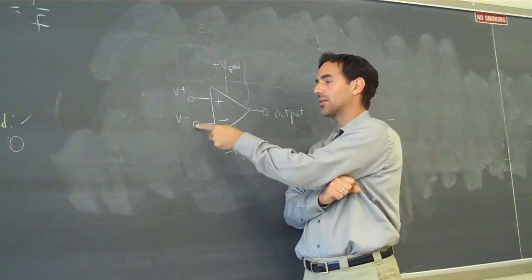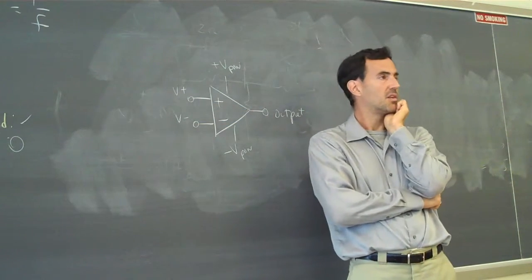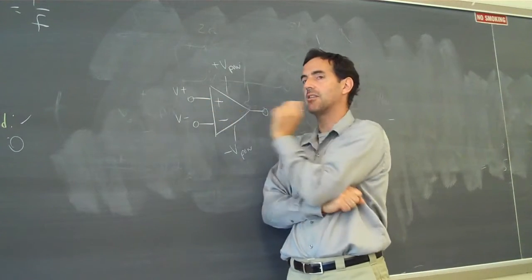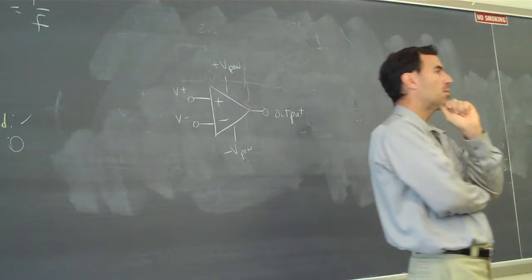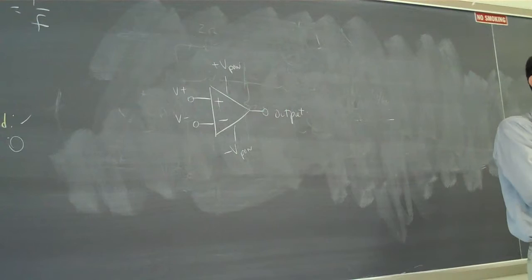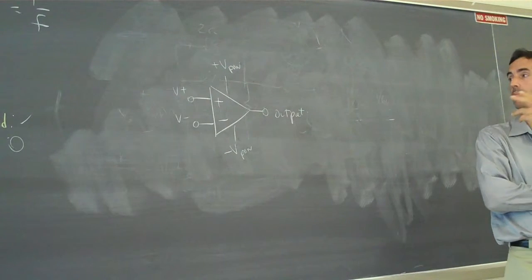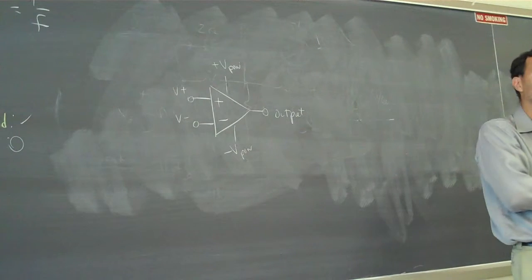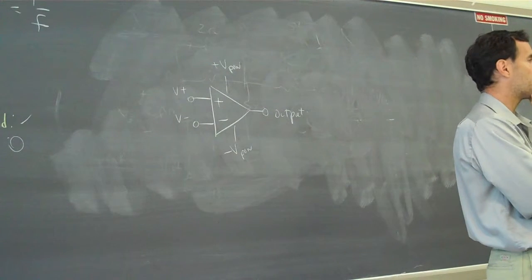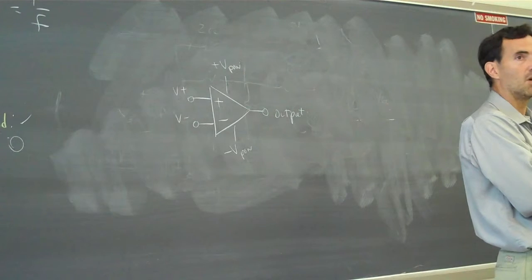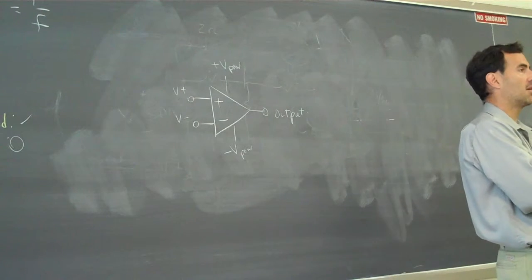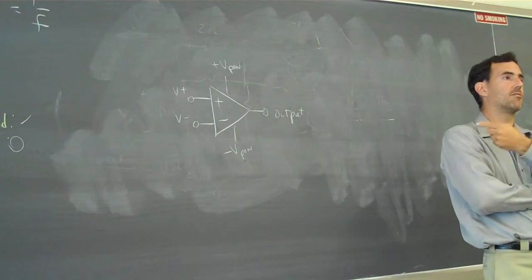If V+ is bigger than V-, it tries to take that difference and multiply it by infinity and put that on the output. So if V plus were 5 volts and V minus were 3 volts, it would take the difference, which is 2, multiply it by infinity, which would be infinity, and it'll try to put infinity at the output.